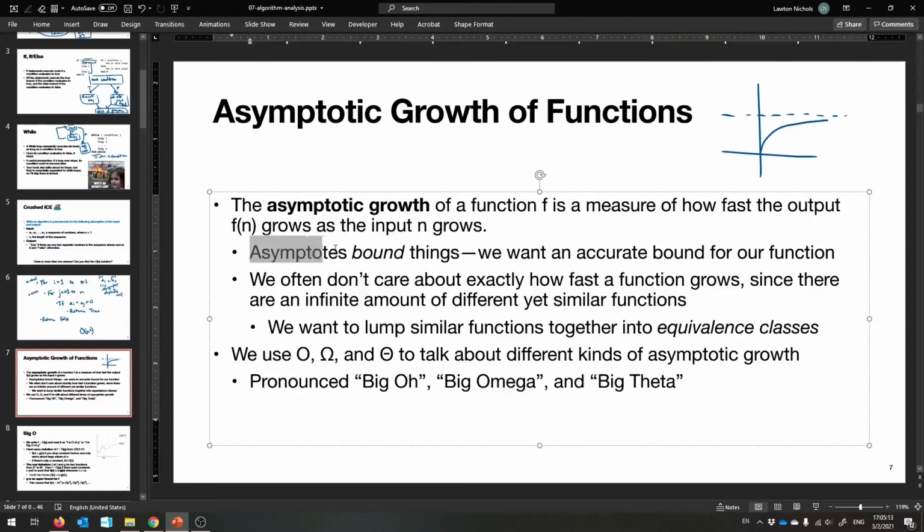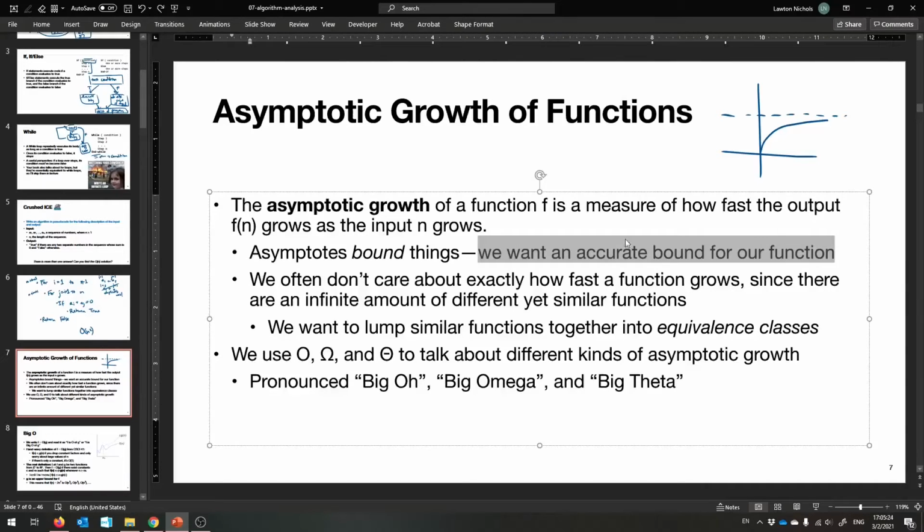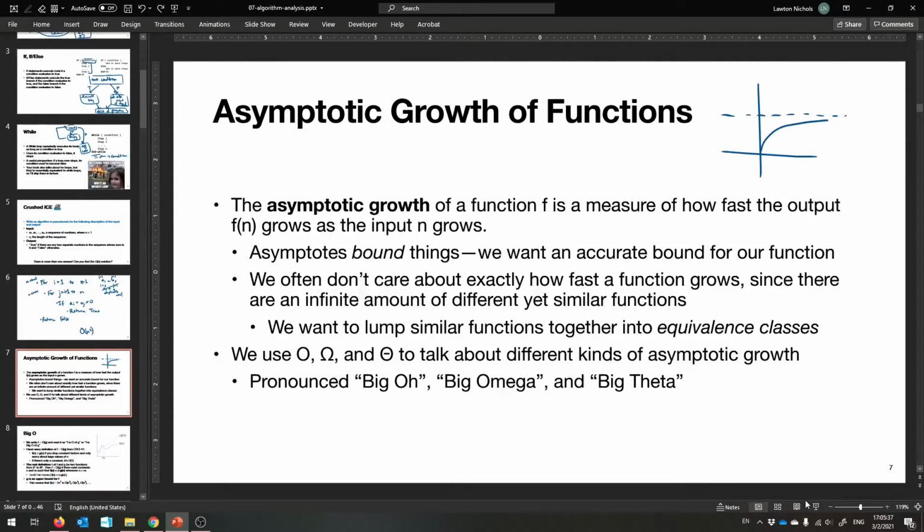But the idea is important still, because asymptotes bound things. They bound this function. It's never getting bigger than this y value. That is quite nice. We would like to simplify functions in the end and gain accurate bounds for our functions at the same time, okay? So as programmers, here's the idea. We don't really care about how fast a function's growing, because there's an infinite amount of functions that look like this. Like, here is x squared, here's 2x squared, here's 3x squared or something. They all look essentially the same.